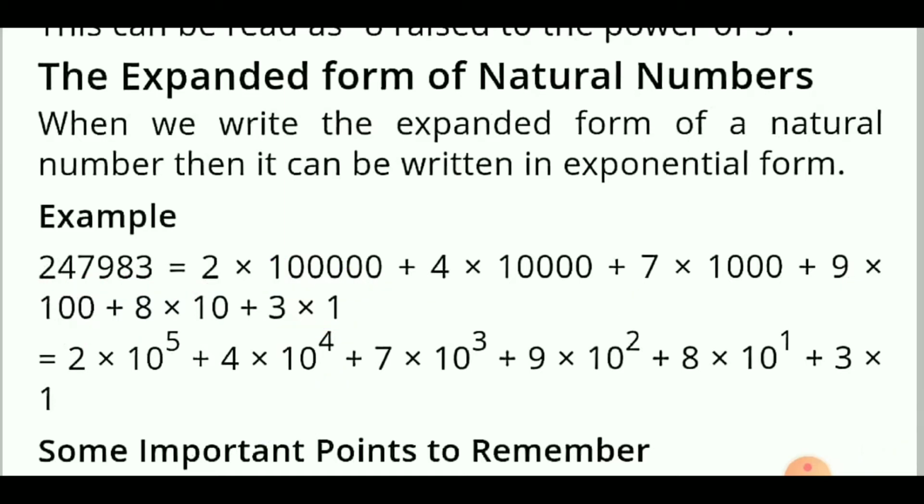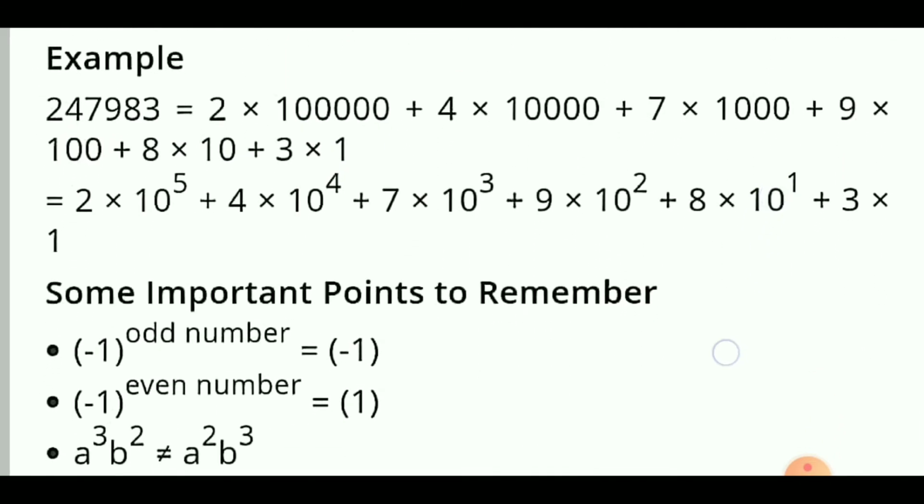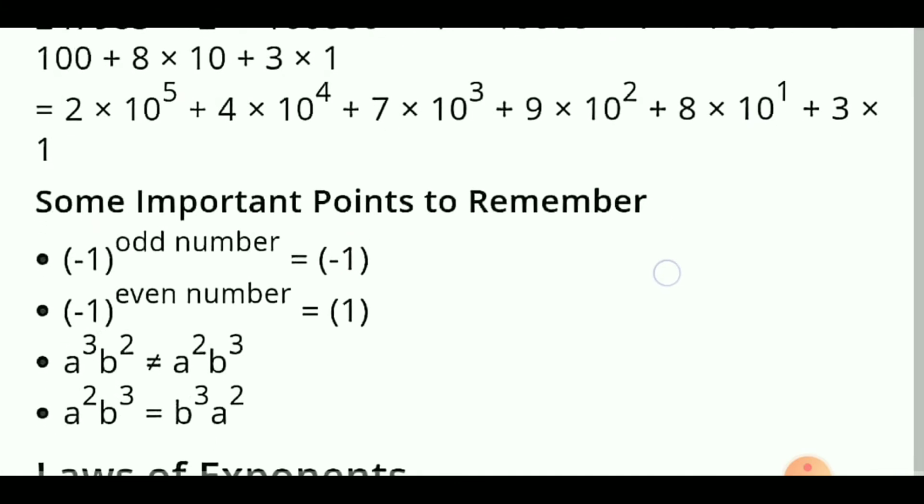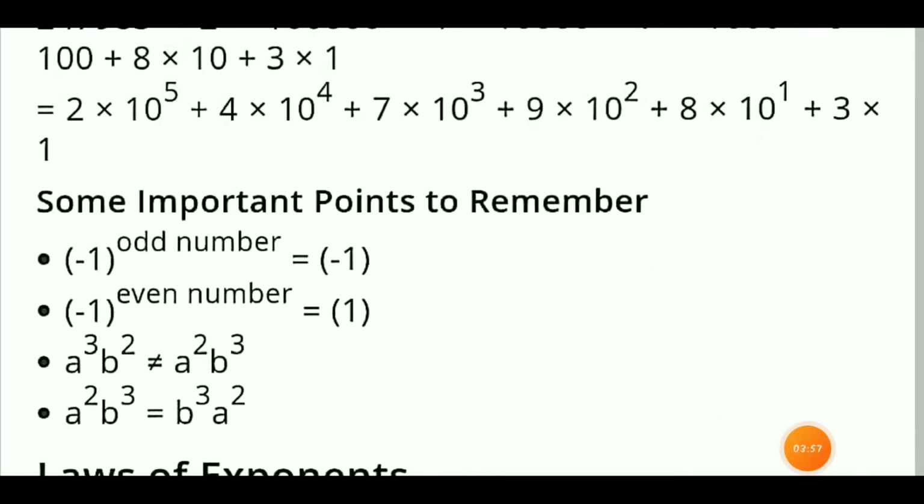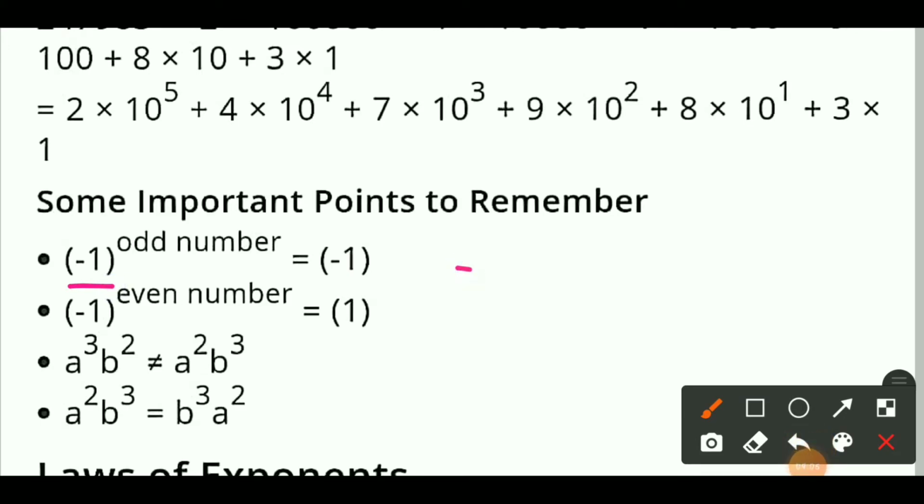Basically there are some important points which you need to understand and remember. If we have minus 1 in the base and you have an odd number as the power, like 1, 3, 5, 7, 9, 11, 13, etc., then the result will always be negative. Here always minus 1 will come.